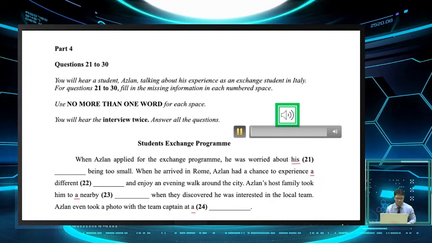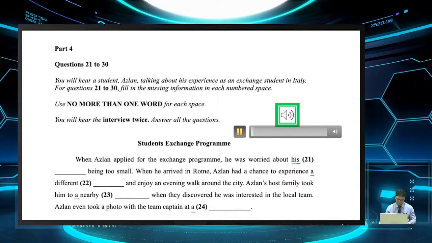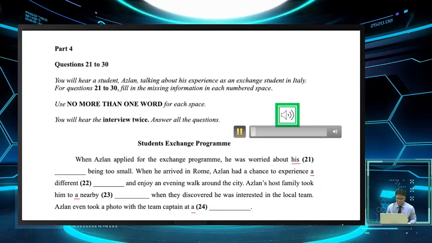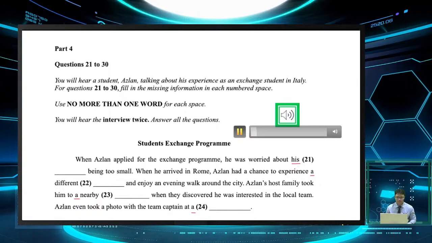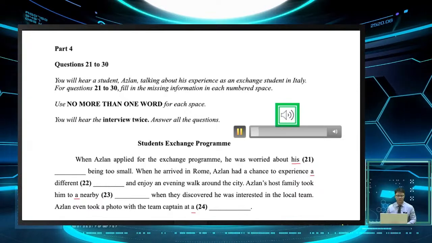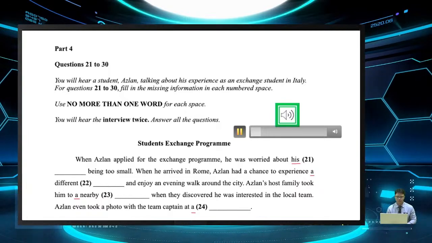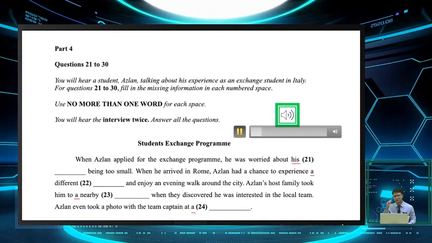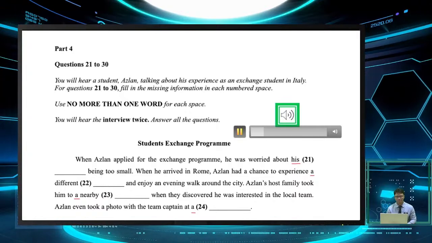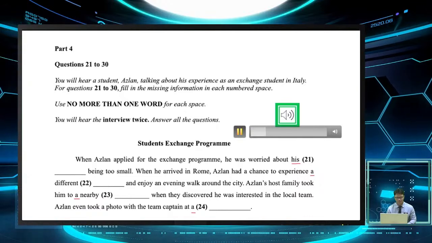Now turn to part 4. You will hear a student, Azlan, talking about his experience as an exchange student in Italy. For questions 21 to 30, fill in the missing information in each numbered space. Use no more than one word for each space. You now have 1 minute to look at part 4.